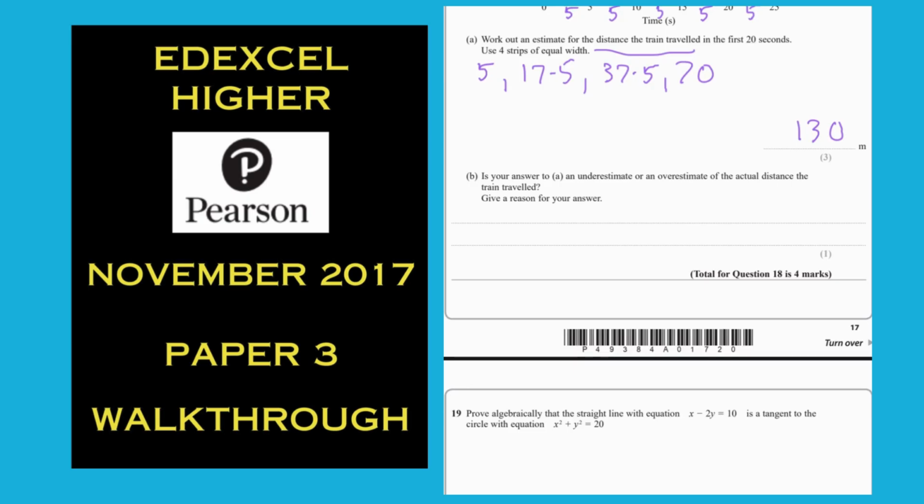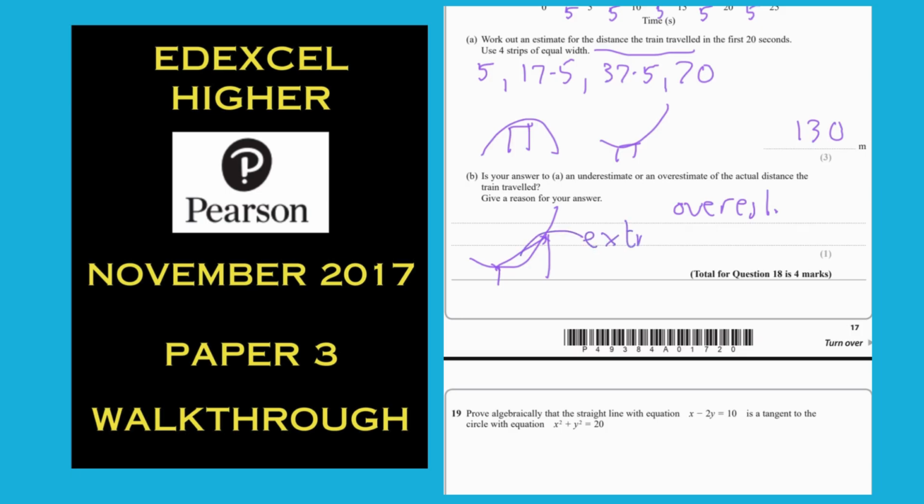A very common question here is, is it under or over? Don't forget, basically folks, if it bends that way, it's always an underestimate. If it bends that way, it's always an over. And if you aren't sure, draw a diagram. I know it's exaggerated, but something like that. Is your answer under or over? It's an overestimate.